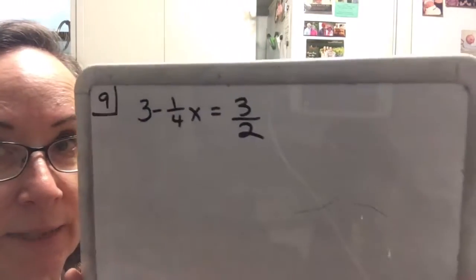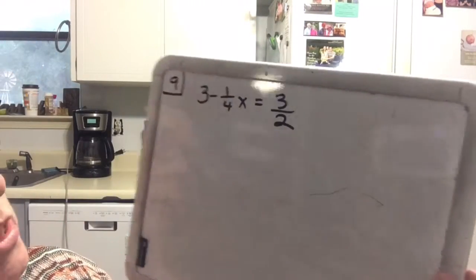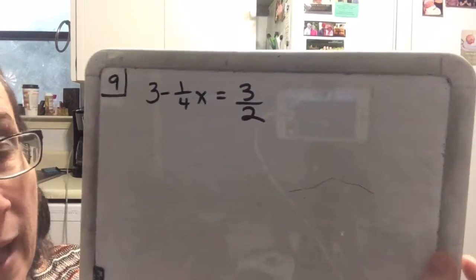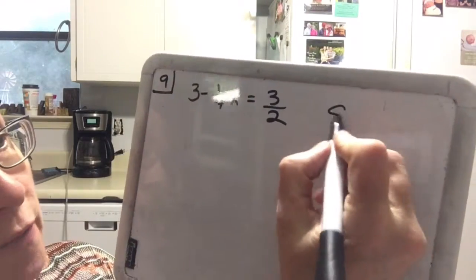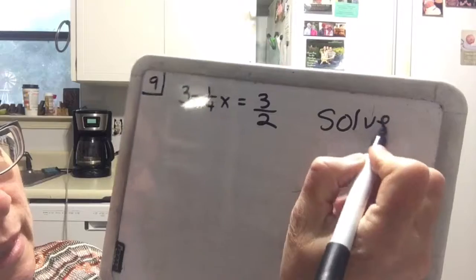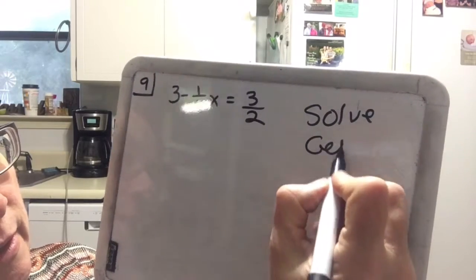So I'm going to start doing about every 10th problem, but right at the beginning, I did a lot more than that just because of practice in solving equations. So the first one we're going to do here is this one right here. 3 minus 1/4 x is equal to 3/2. So remember, when we are solving, our goal is to get the x alone.